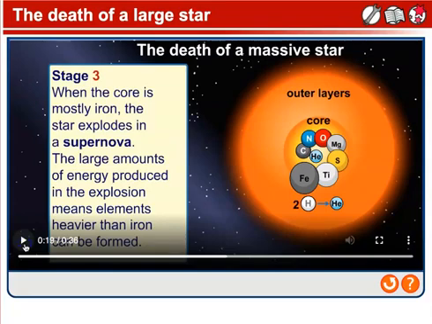Stage 3, when the core is mostly iron, the star explodes in a supernova. The large amounts of energy produced in the explosion means elements heavier than iron can be formed.